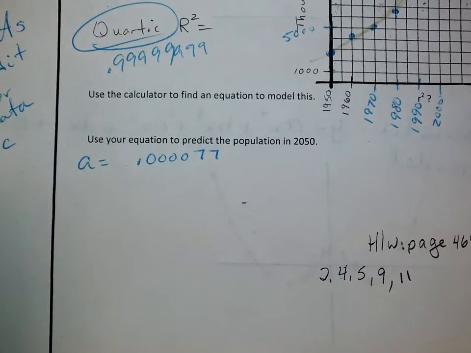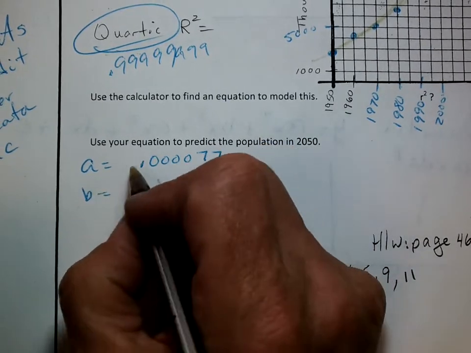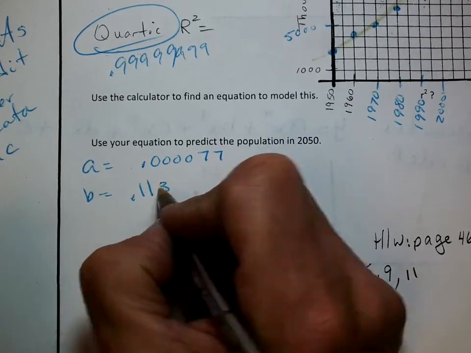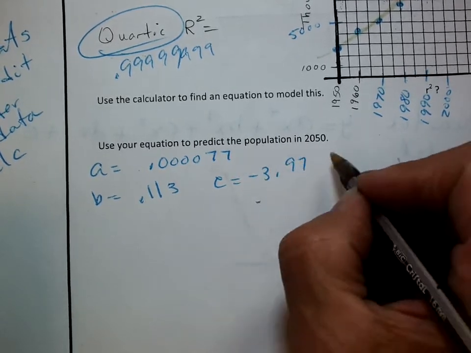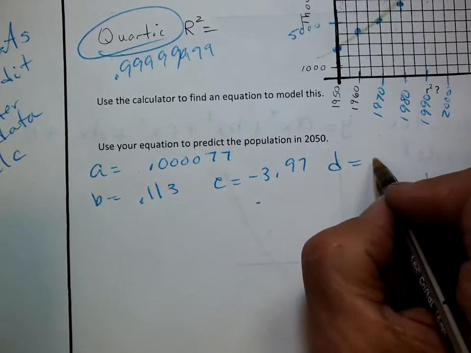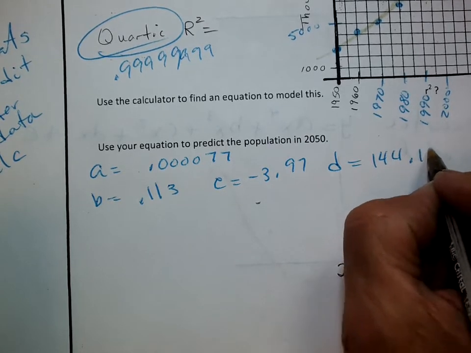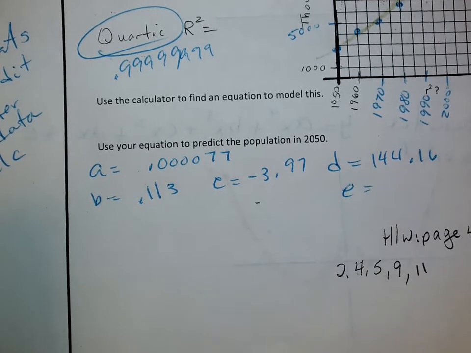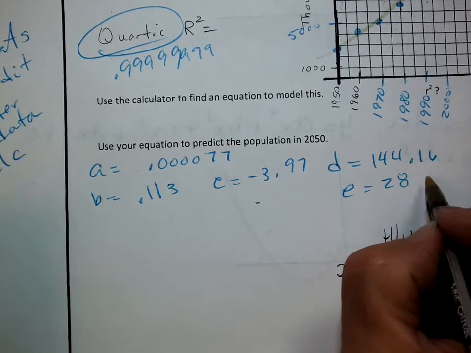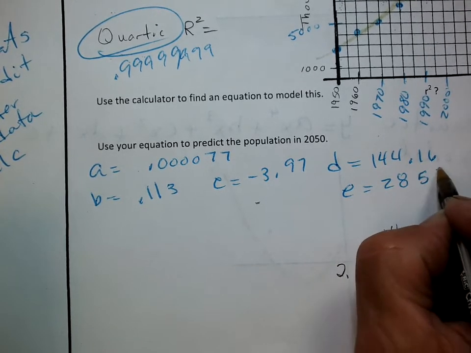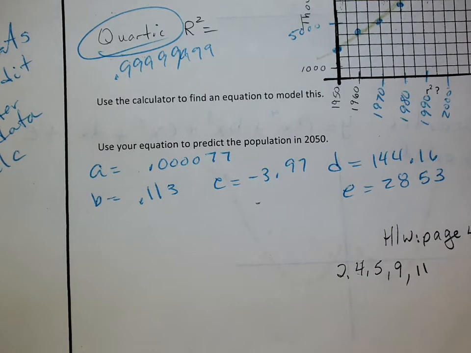I know my B is going to be 0.113. My C is -3.97. My D is 144.16. And my E is 2,850. I'll just round up to 53, okay? Now, that's not my equation, is it? That's just A, B, C's, and D's. That's not my equation. My equation's got to have X's in it, right?